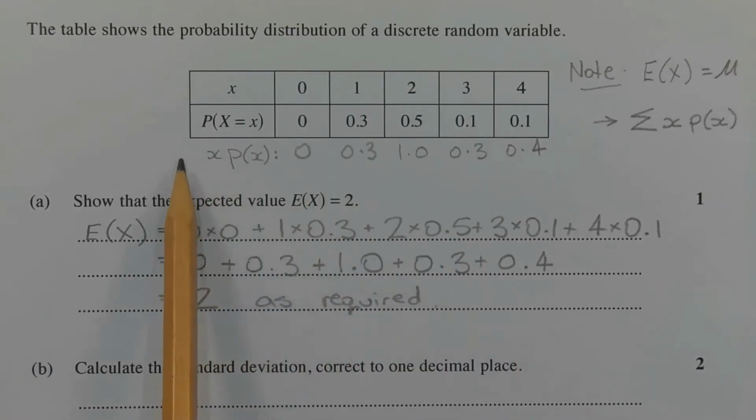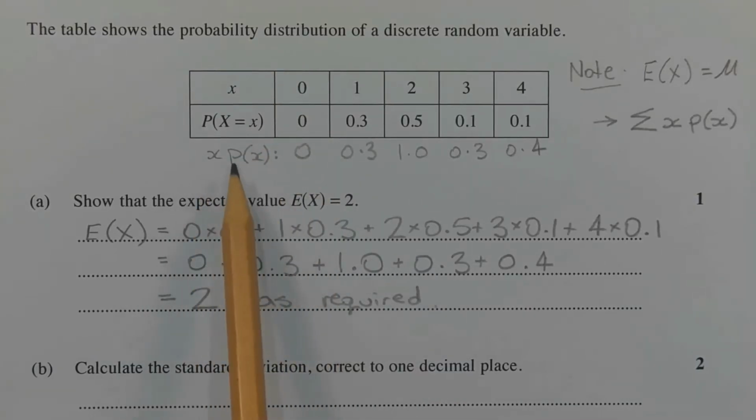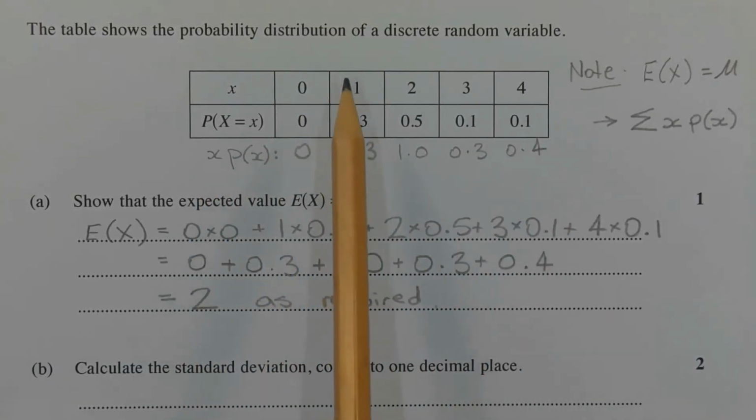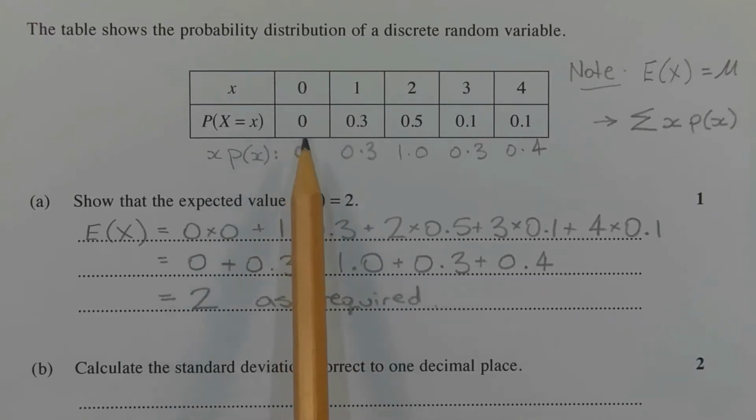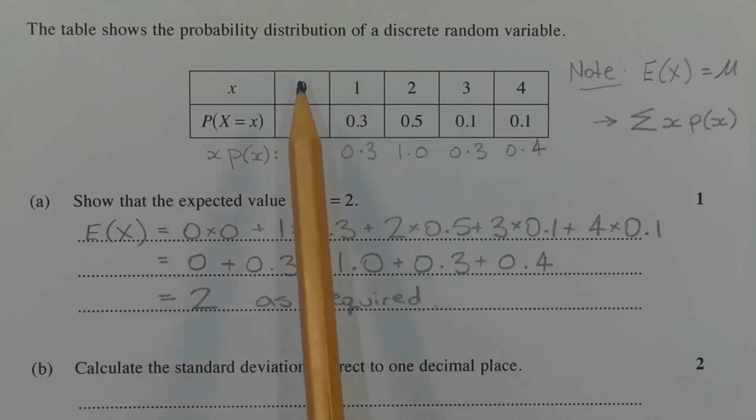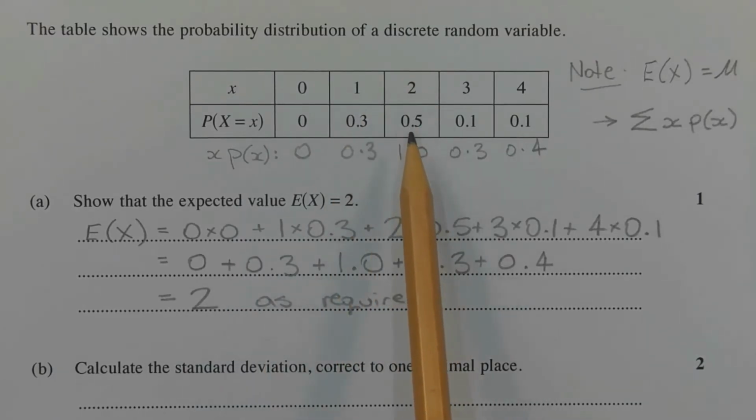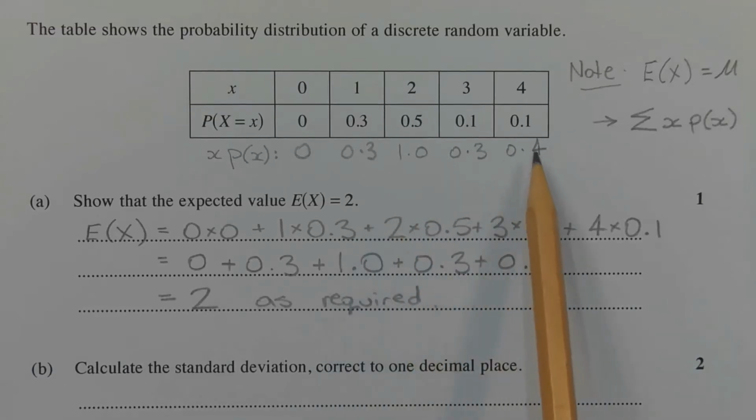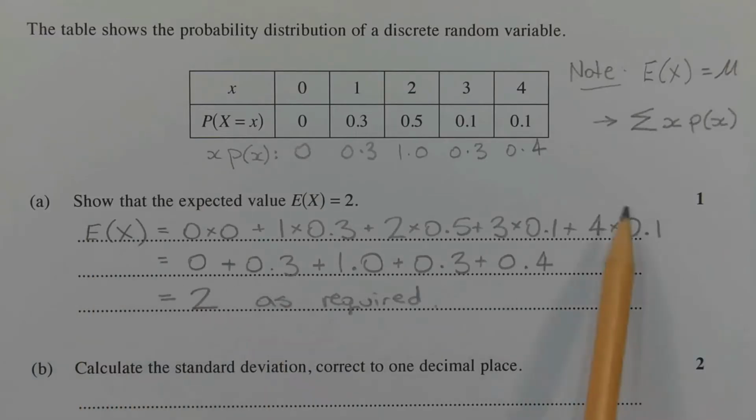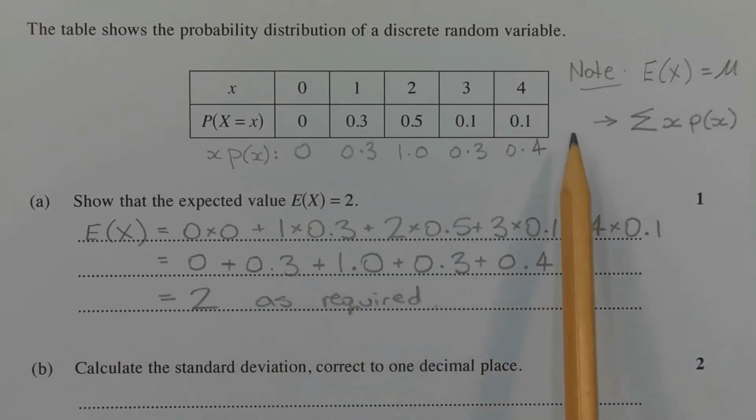One way is to create a third row under the table, the p x row. I find these values by multiplying each score by its associated probability, so it's similar to the fx column in a frequency distribution table. So 0 times 0 is 0, 1 times 0.3 is 0.3, 2 times 0.5 is 1.0, and so on. Then we add these values together, as shown in the working out here, and we get 2 as required.